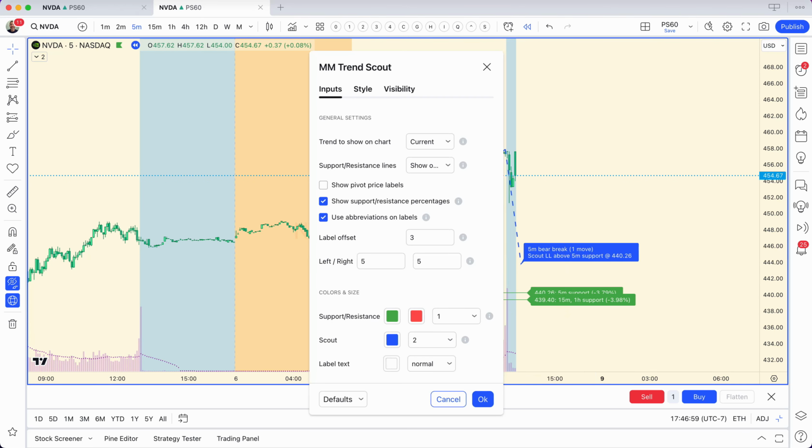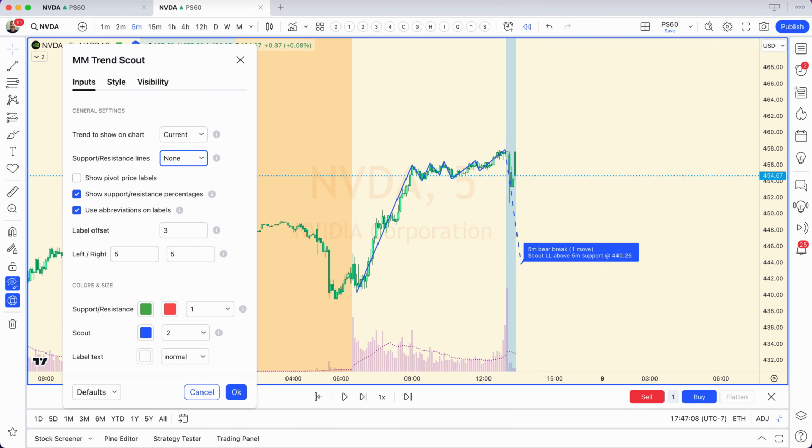And then finally, if you just don't want to see them at all, just go none. And then all the supports and resistances will go away. And you don't need to concern yourselves with them. I don't know why you would want that. TrendScout, the magic of it is that it shows you the supports and resistances you need to care about. But if you don't want to show them, you absolutely have the option to do that. Let's put them back on.